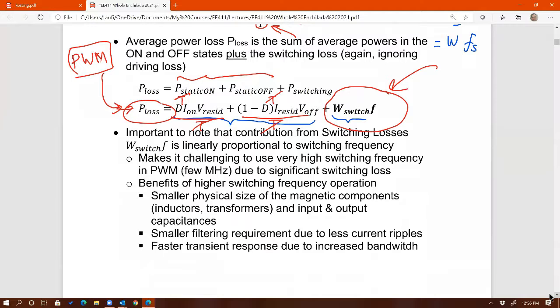I had a quick question. Go ahead. Generally, do you have the same energy loss per transition regardless of your frequency?